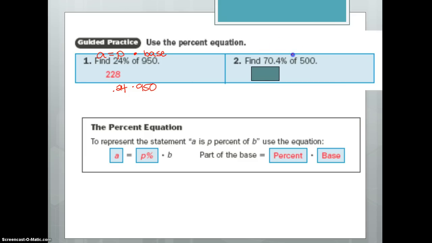Again, here's the word of, which of means multiplication, after of is your base. And this is your percent. Move 2 places to the left, multiply by 500, 352 is your answer.